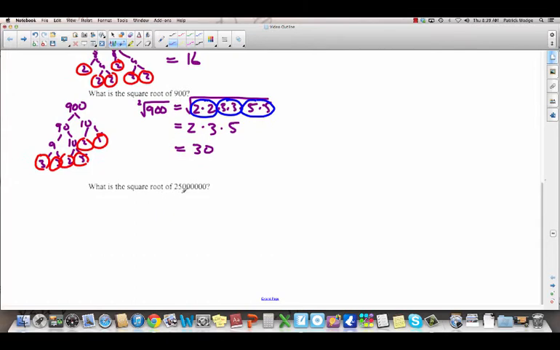What's the square root of this giant number here? So we want the square root of 25 and then 6 zeros. 1, 2, 3, 4, 5, 6. So rather than doing a factor tree, do you remember if you have tons of zeros here and you have a perfect square out front? There's a very fast way of doing this. Again, you'll learn this in grade 9.